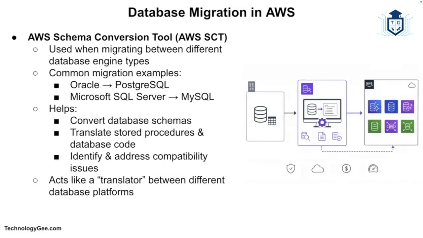And then you have what is called AWS Schema Conversion Tool. And this is basically for if you are switching database types. So for example, you're going from Oracle to PostgreSQL or from SQL Server to MySQL. And that's where this tool comes in. So this tool can help convert database schemas. It can translate stored procedures, and it helps with compatibility. So think of it as a translator between database languages.